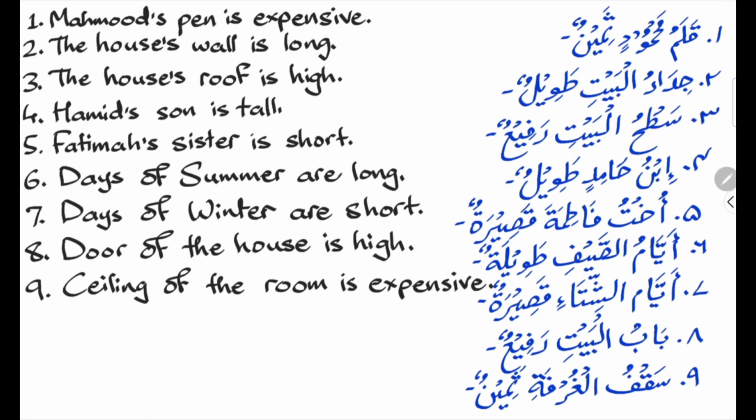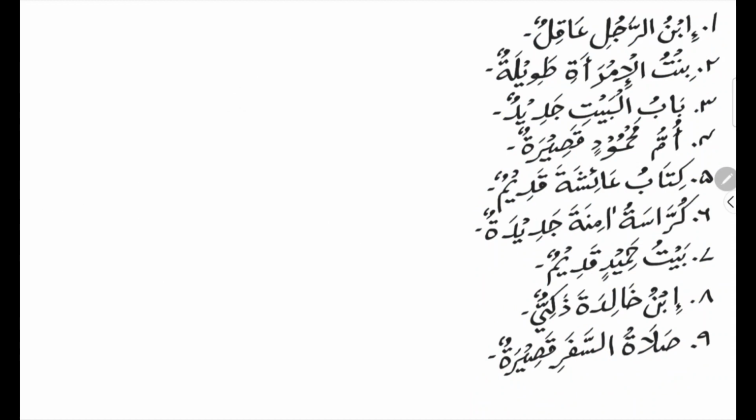Now let's translate some Arabic sentences into English. Here again we have 9 sentences in Arabic. We need to translate them to English. The first one is Ibn al-Rajuli aqilun. Ibn al-Rajuli, that's mudaf, mudaf ilayh, and that whole mudaf, mudaf ilayh is one single mubtada, and aqilun is khabar. Ibn al-Rajuli, the man's son, is aqil, is intelligent.